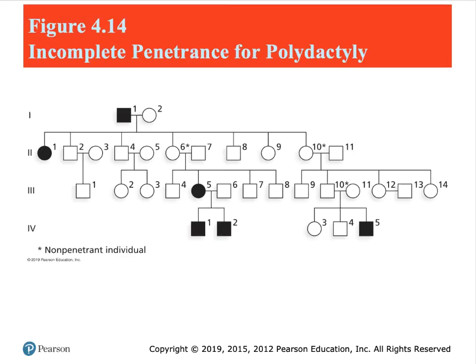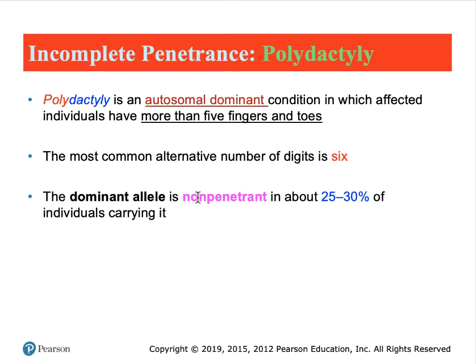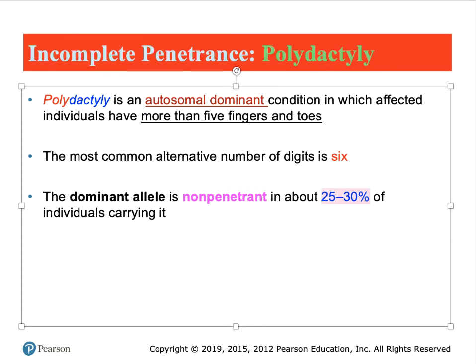However, when one looks at a pedigree of a family that has polydactyly, we find that there are individuals, such as number 6, 2-6, and 2-10, who should have had the dominant allele and therefore manifest polydactyly, but they didn't, and that's relayed by the shape of the family. So in that case, the dominant allele is non-penetrant. And that happens to be common in about one third of the people that carry this.